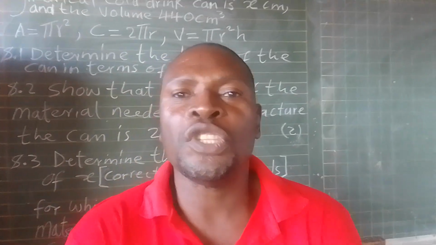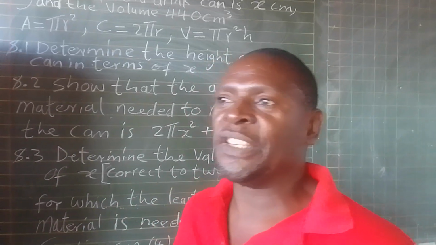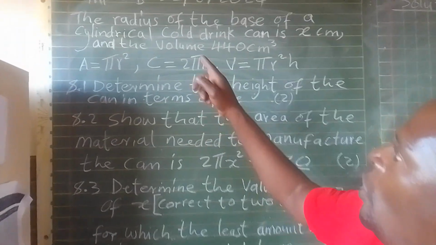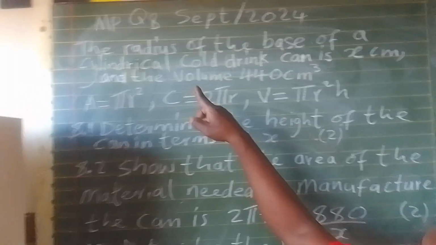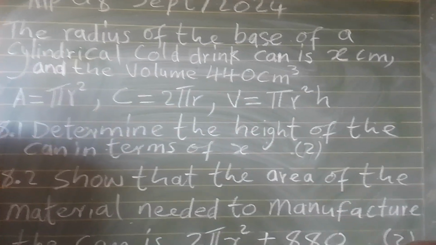Today we are going to continue with mathematics paper 1. We are going to do the maximum and minimum for the MP paper question 8, September 2024. The question reads as follows.